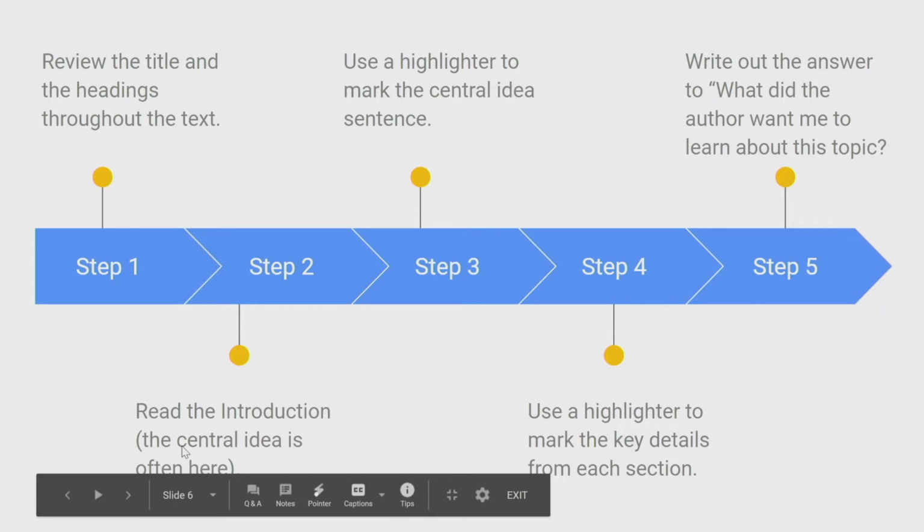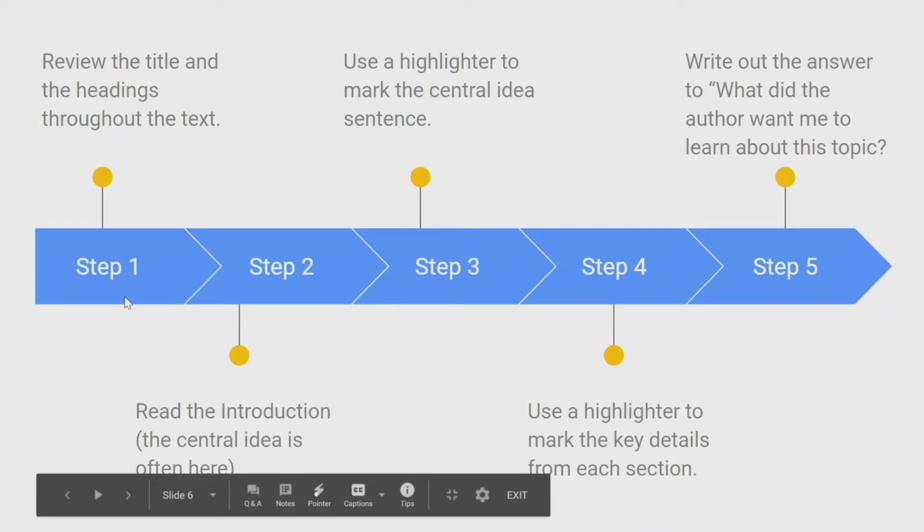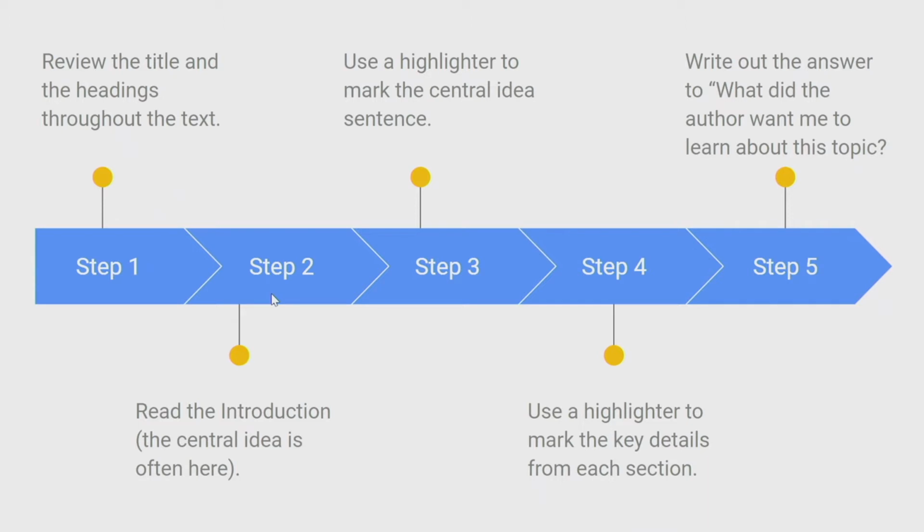So I've created this timeline, as I'm going to call it, of the steps that we go through in order to figure out the central idea of a text. Now, this is based on the video. If you look at this, the first thing we're going to do is review the title and the headings throughout the text.